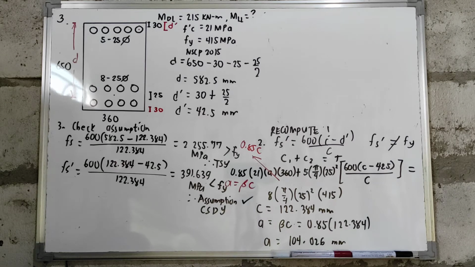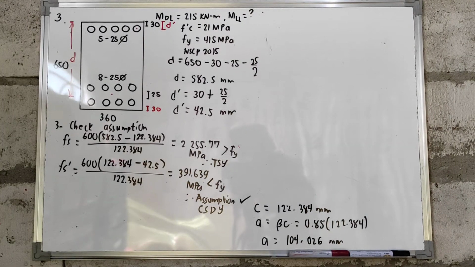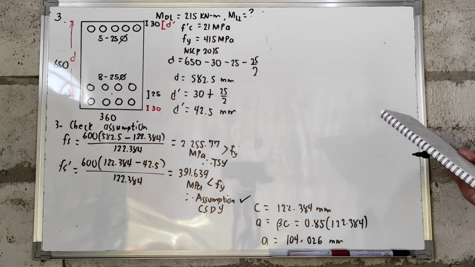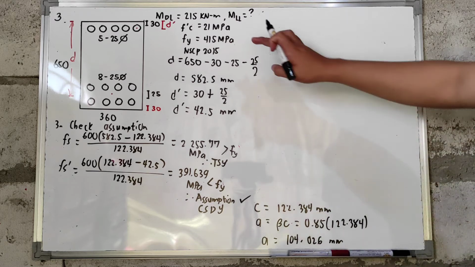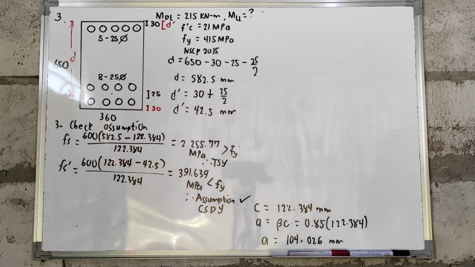So, kapag hindi nag-yield yung bakal natin, gagawin natin is, magre-recompute ulit, no? Pero dito, tama naman yung assumption natin. Nalaman na natin yung nature ng compression steel bars natin na hindi siya mag-yield. So we will now proceed dun sa pagkuha ng service live load natin. So paano po natin gagawin yon?